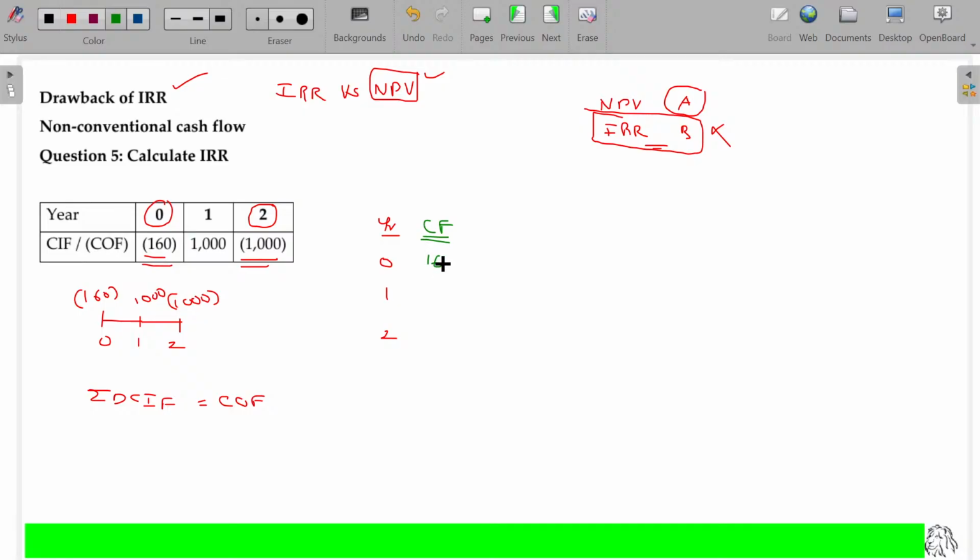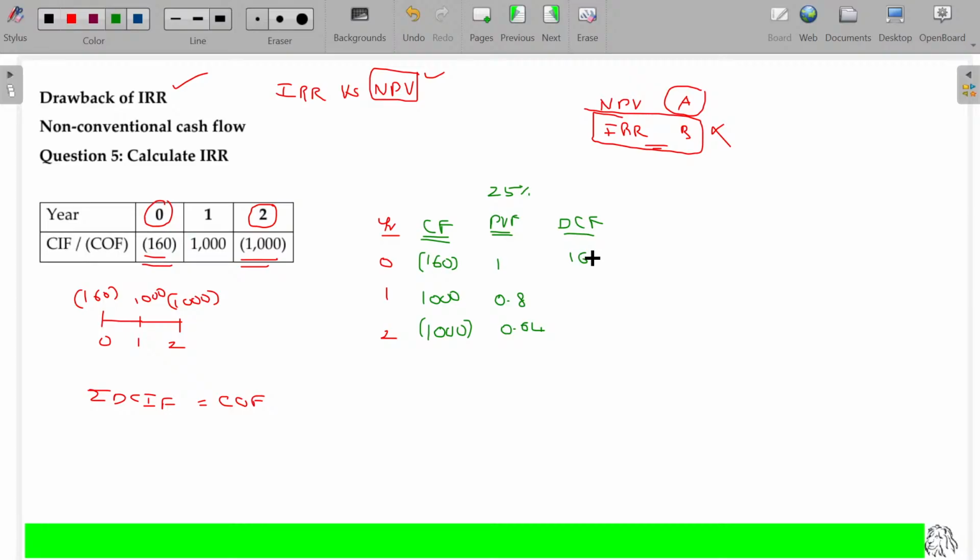0th period, 160 outflow. First year you have 1000 inflow. Second year you have 1000 outflow. Now, 25% PV factor. Come on, tell me. For the year 0, it's always 1. 1 is equal to 1 at 0th period, right? So only for the first year, the PV factor may be 0.8. Next is 0.64. Am I right? Now find out the discounted cash flow.